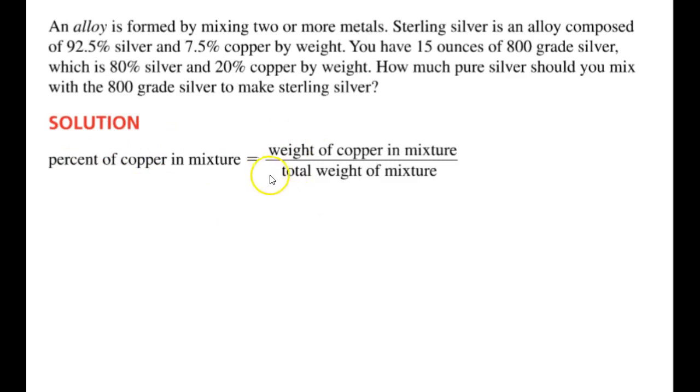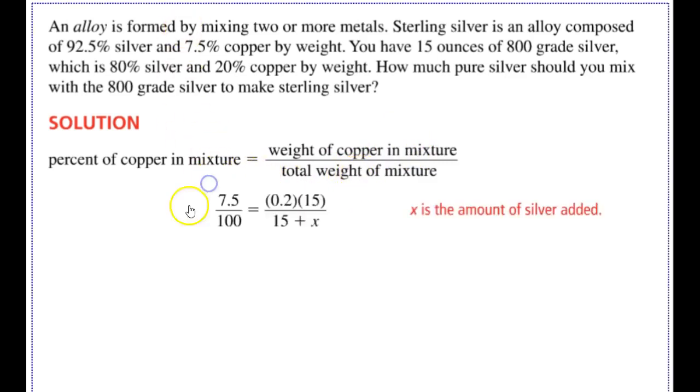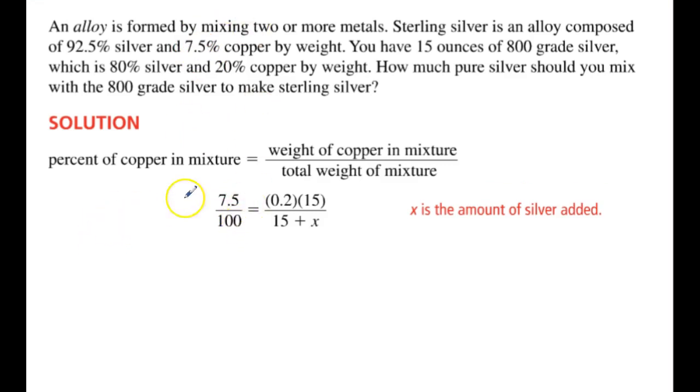So I want to look at what I have and what I'm trying to find. I know that I'm going to be dealing with the percent of the copper in the mixture that I want to have, which is equal to the weight of the copper in the mixture divided by the total weight. So I know that the percent that I want to end up with is this 7.5. And again, I don't like dealing with percentages, so I'm going to just write that over 100. I can, right, have 0.075. If I take this and I move my decimal 2 places, it's the same thing. However, when I cross multiply, it will be easier if it's written this way.